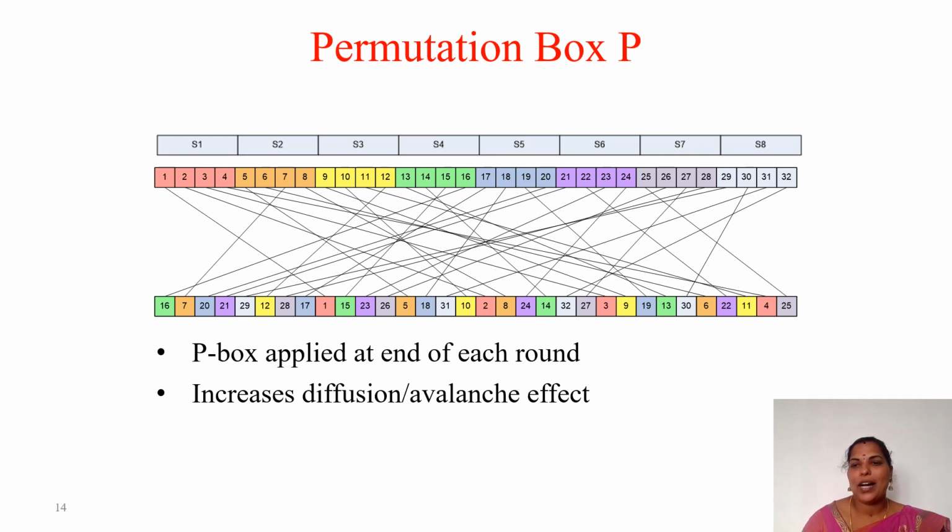Next is the permutation box. We all know permutation means just shuffling. All the values are there, we are just changing the positions. We apply this P box at the end of each round in order to increase the diffusion, that is the avalanche effect. That is, a single change in the plain text or the key should change at least half of the digits in the cipher text. That is called the avalanche effect. So in order to provide the diffusion effect, we have this permutation box. A single change in the plain text changes many bits in the cipher text. Avalanche effect means at least half of the possible bits are changing.